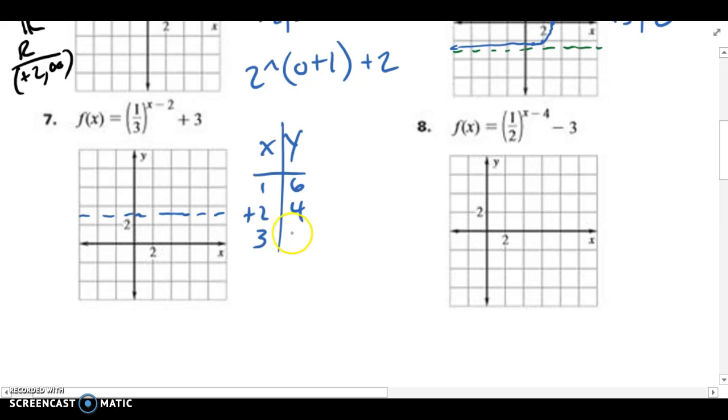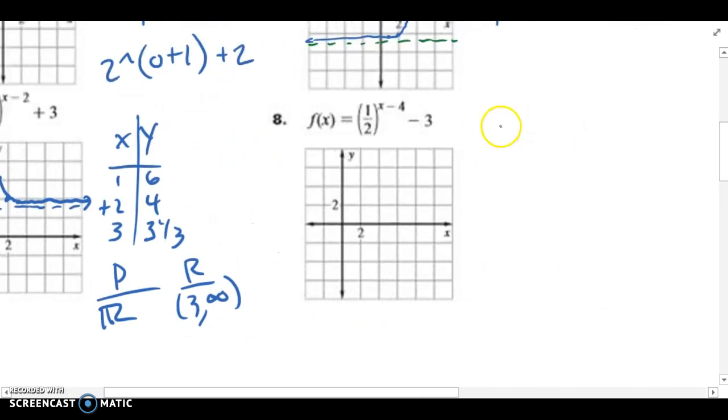When I put a 3 in, I'm going to get 3 1/3. So let's see here, 1, 6, so that's 4, 6. And then 2 is 4, and then 3 is 3 1/3. So right there, then we can draw a shape here. Next, we're going to do domain and range. It's the same process as before, so domain is all real numbers, always for these shapes. Range is our asymptote, which is 3 to infinity.